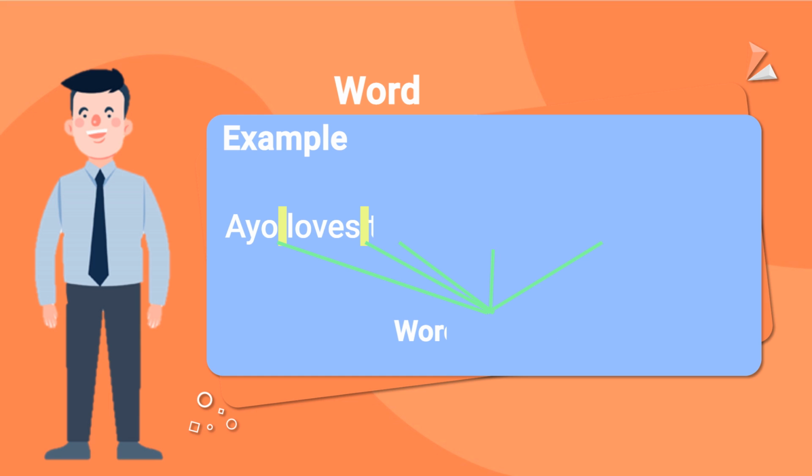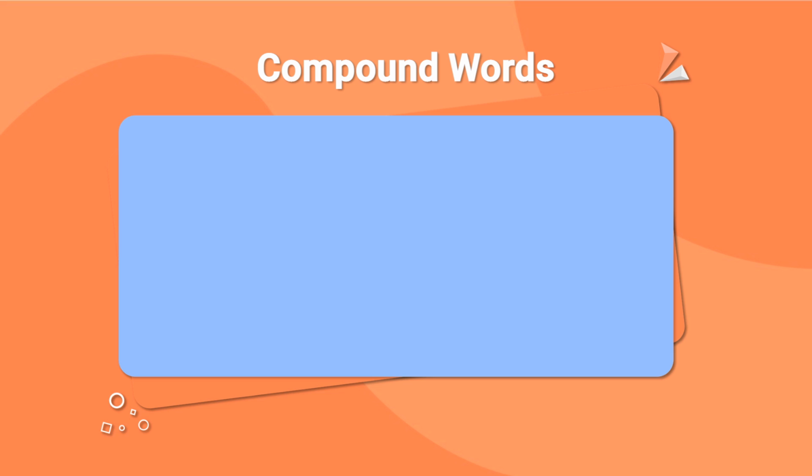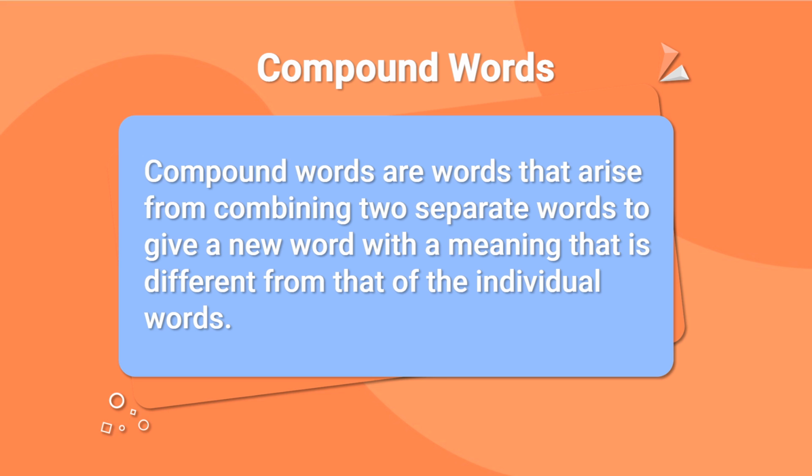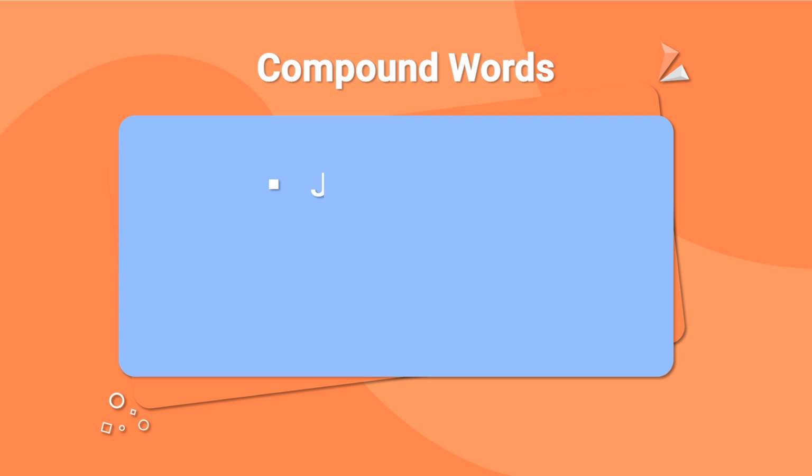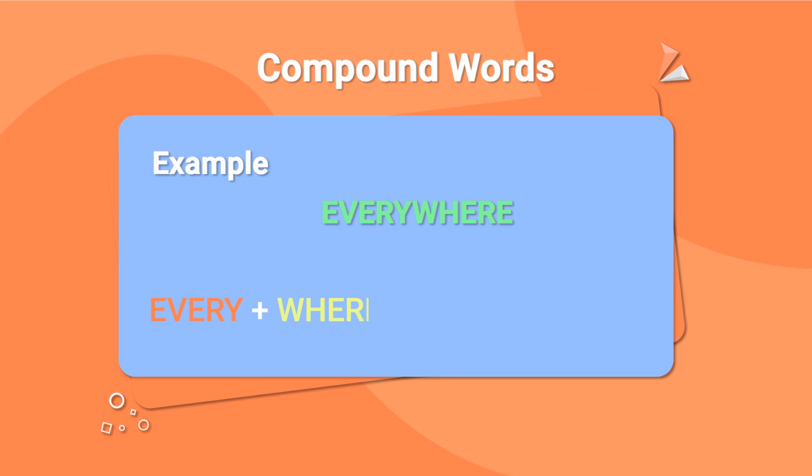Interesting, isn't it? Next, let's look at compound words. Now, compound words are words that arise by combining 2 separate words to give a new word with a meaning that is different from that of the individual words. In writing, compound words could be joint, remain separate, or hyphenated. For example, in the word everywhere, we can see that the word every combines with the word where to form a new word, which is everywhere.